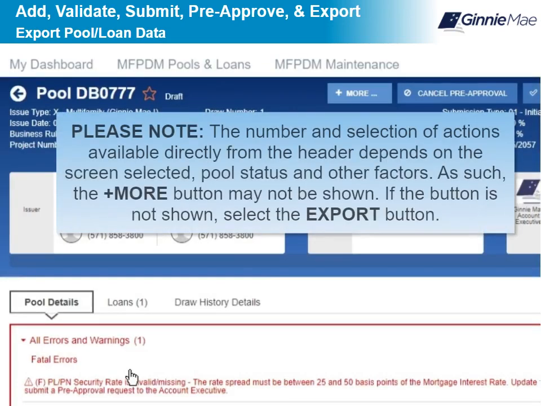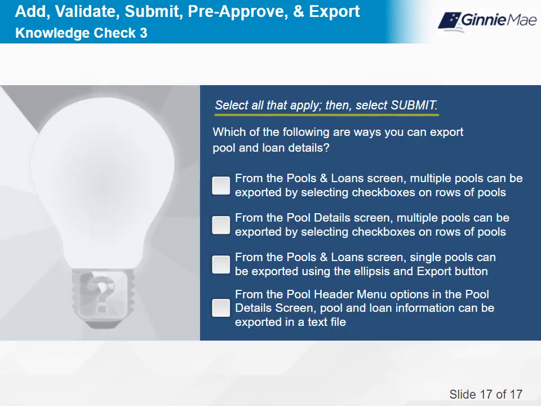Please note, the number and selection of actions available directly from the header depends on the screen selected, pool status, and other factors. As such, the plus More button may not be shown. If the button is not shown, select the Export button. Now, check your understanding.